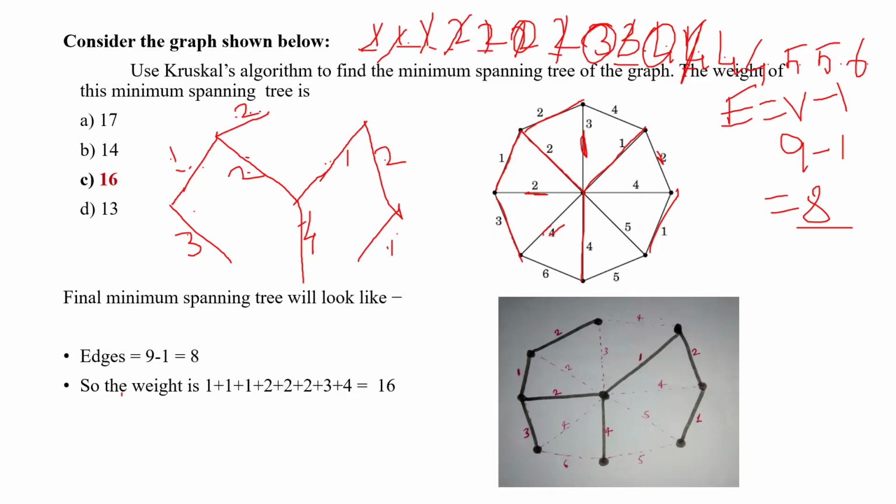1, 3, 1 plus 2 is 3, 5, 5 plus 3 is 8, 8 plus 1 is 6, 6 plus 2 is 8, 9. No, no, it's not possible. So what is the value? 3 plus 1 is 4, 4 plus 2 is 6, 8, 9, 11, 12, 16. The value I am getting is 16. That's all. This is the method to do the Kruskal algorithm.